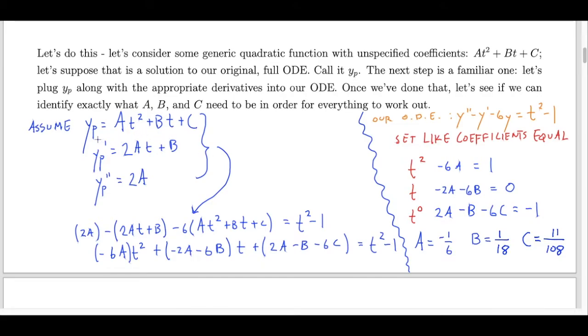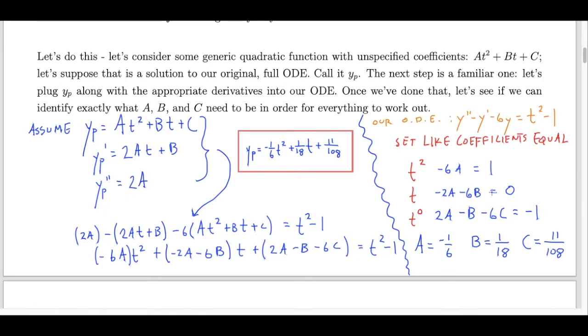Remember, we started this calculation by assuming that one specific solution to our differential equation had quadratic form, a t squared plus bt plus c. In this assumed solution, we didn't specify what the coefficients were. Then we calculated the appropriate derivatives, we plugged it in, and now having done all of this algebra, I've identified that in order for a quadratic function to be a solution to my differential equation, these are precisely the coefficients that I need to choose. Not surprisingly, I don't have room to write my solution down here, so I'm going to write it up here.